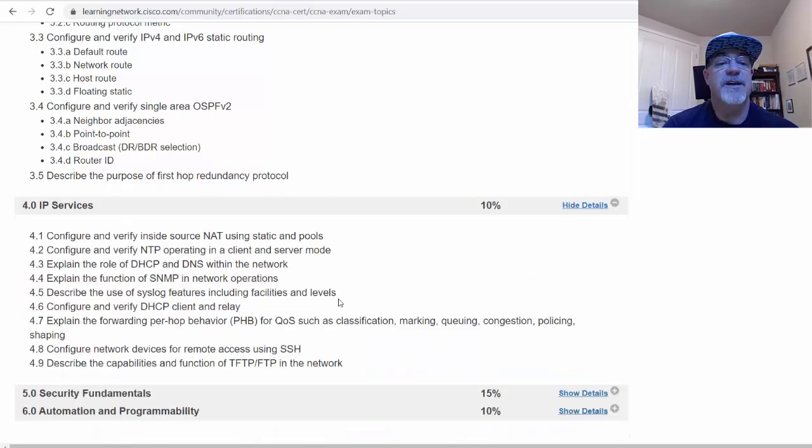So IP services, you still need to know how to configure and verify NAT, configure NTP, explain the role of DHCP and DNS, explain the function of SNMP, but it doesn't really say configure it. You do need to know how to configure and verify the DHCP client and relay, but not necessarily a DHCP server, which, okay, that makes sense. QoS, you need to know the basics, explain QoS. You need to know how to configure SSH and describe the capabilities of TFTP and FTP. So these IP services are also, it seems, reduced.